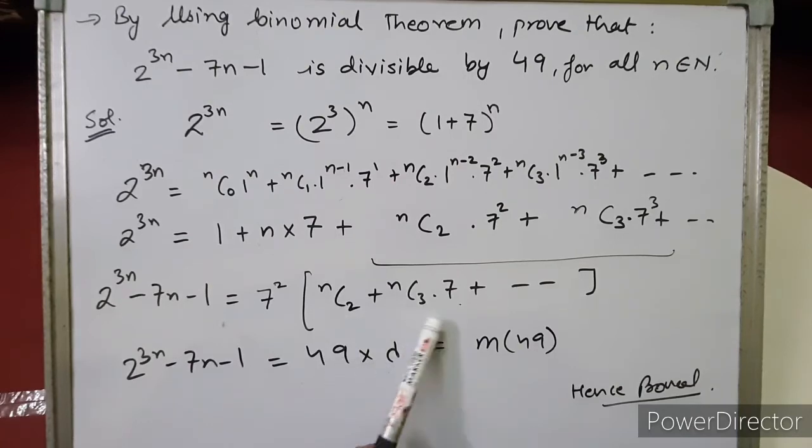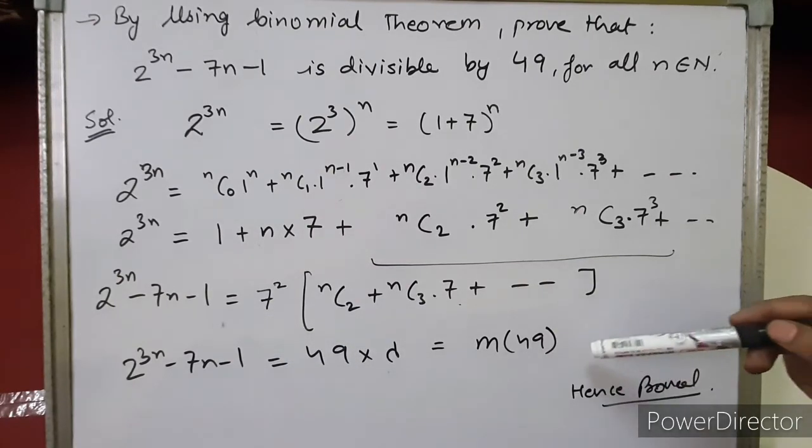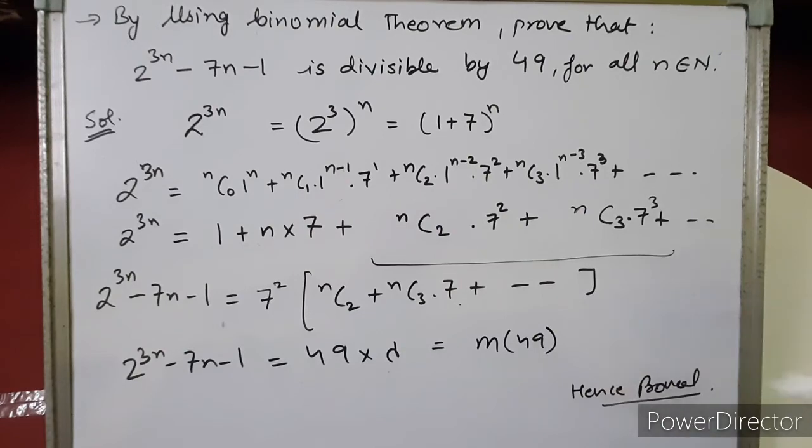Now let us assume the value of this expansion is lambda. So 7² is 49, 49 into lambda, and 49 into any value is a multiple of 49. So hence we have proved by using the binomial theorem that 2^(3n) − 7n − 1 is divisible by 49 for all n belonging to natural numbers. Alright children, please note down.